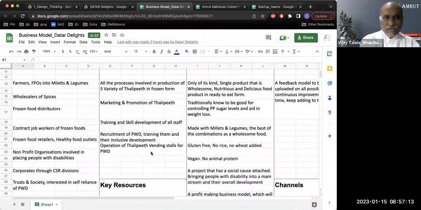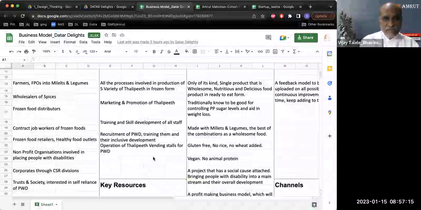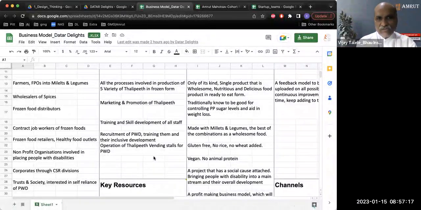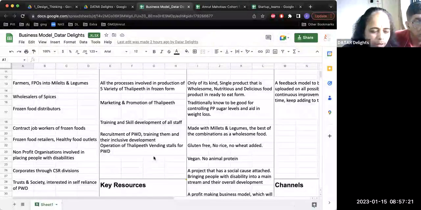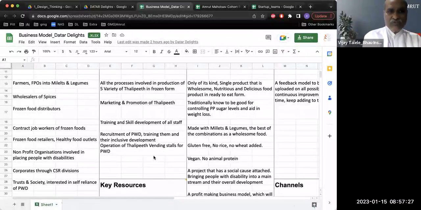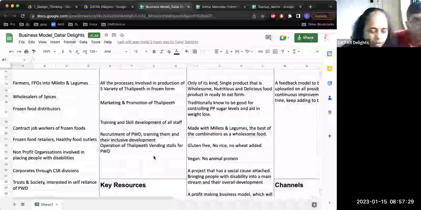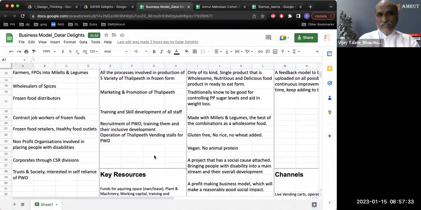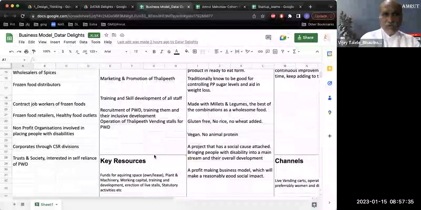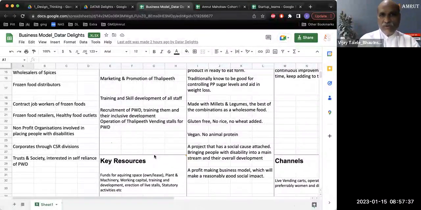Non-profit organizations involved in placing people, that is fine. Corporates through CSR divisions. I was wondering, these big corporates have their campaigns. Understood. I think that makes sense to have it here. Yeah, trust and society, insurance, reliance on PWD. Okay, it's fairly okay. Other than that, just the job workers and the frozen food retailers and healthy food outlets.